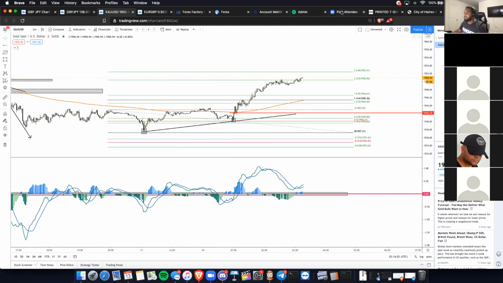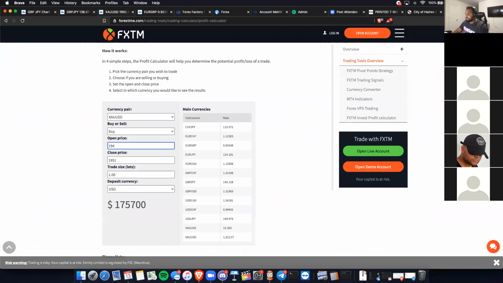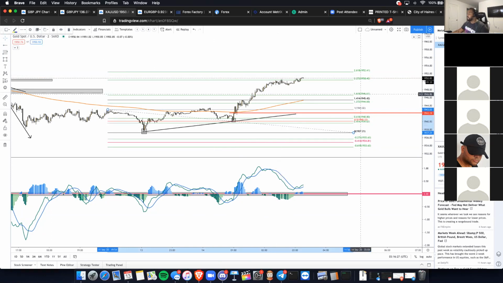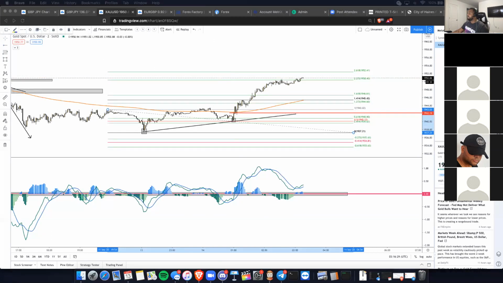Not only did I get an entry at 1940, I was up $1,100 off that trade, but the 1942.80. So in total, I would have made $2,000 off that trade with $2 lots with absolutely no drawdown. You understand? The only drawdown you had was what you entered, which is the 5 pips, and that's it. Yep, correct. Ridiculous. I hope you guys are taking notes.